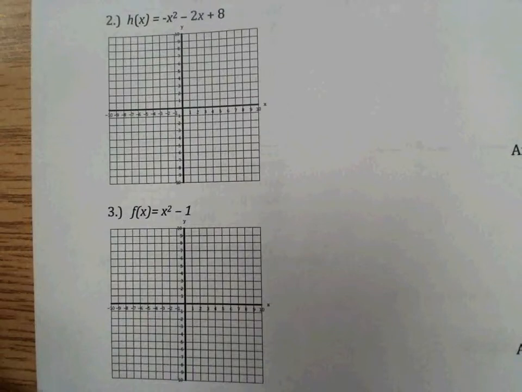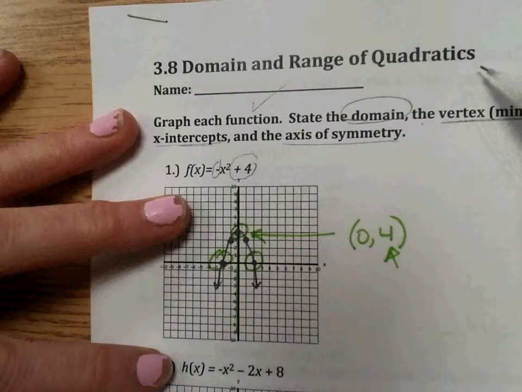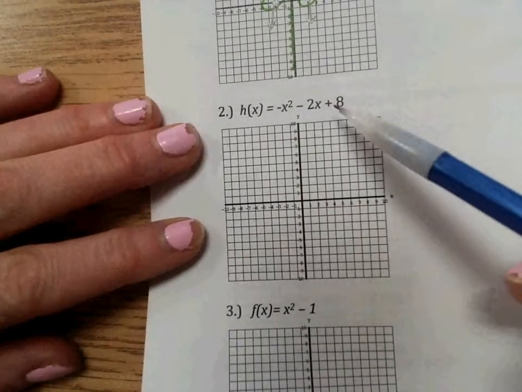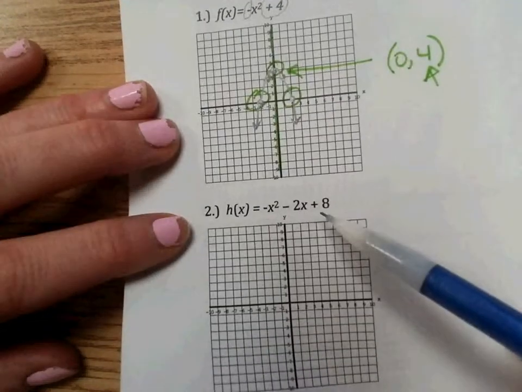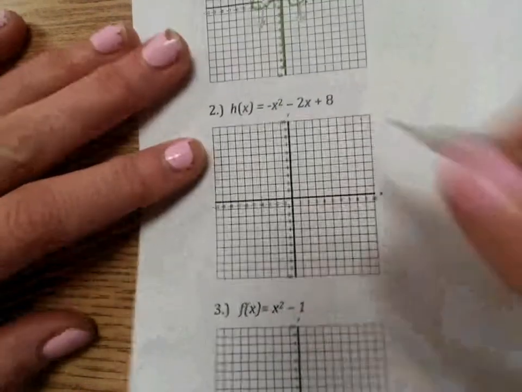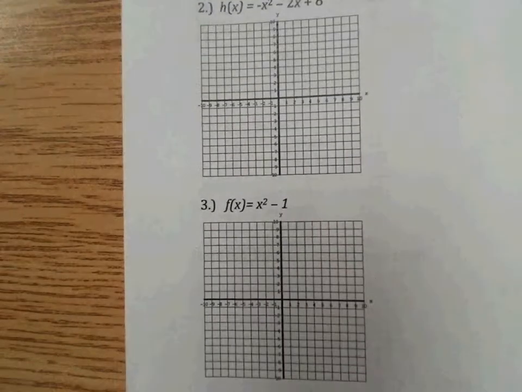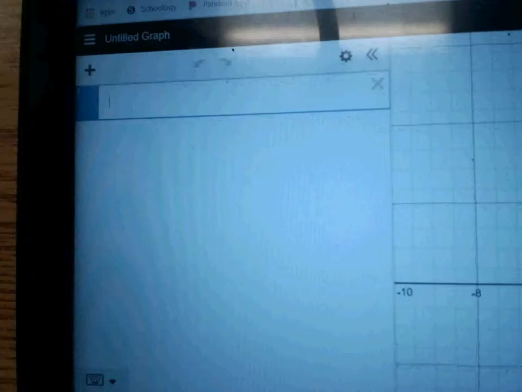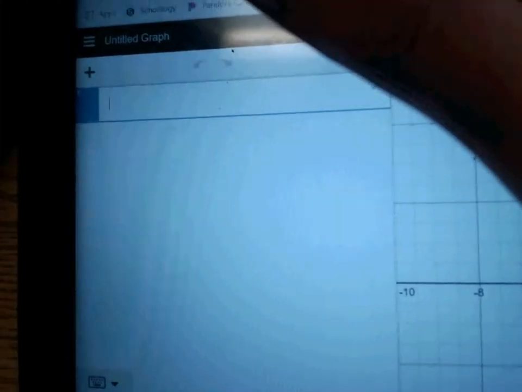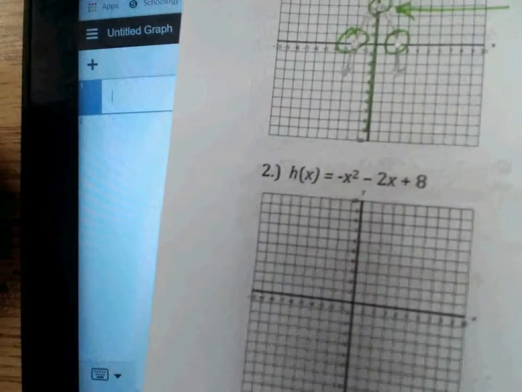All right, we are on 3.8, domain and range of quadratics. You can see number 2 is slightly different from number 1. We can do this a variety of ways, one of which is to use Desmos, our graphing calculator tool online, and enter in the equation just as we see it. So we have negative x squared minus 2x plus 8.